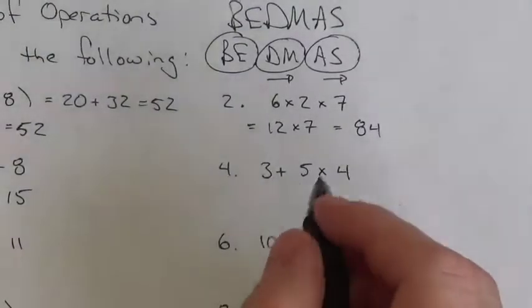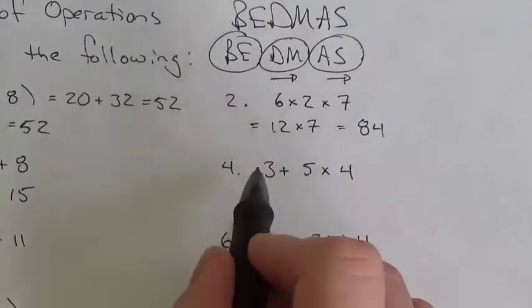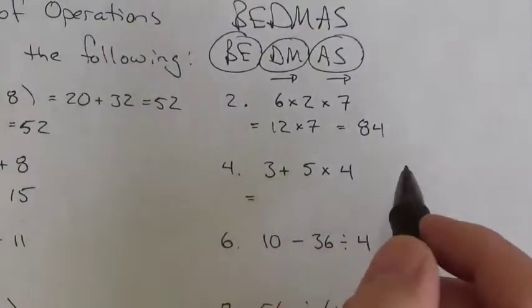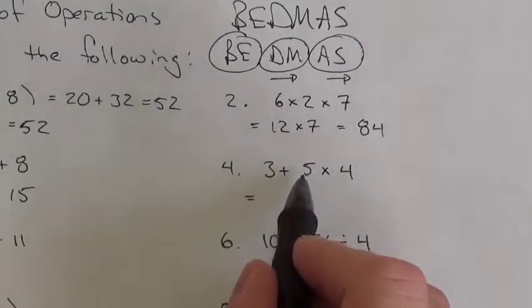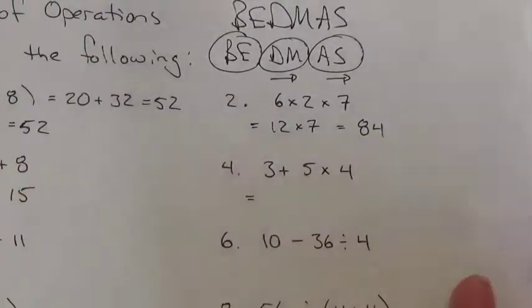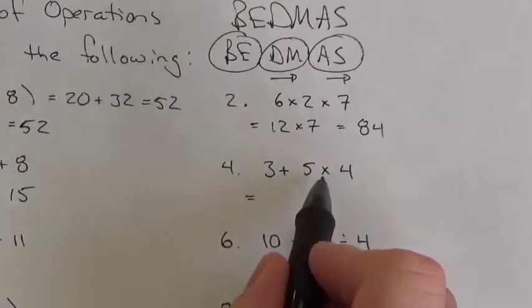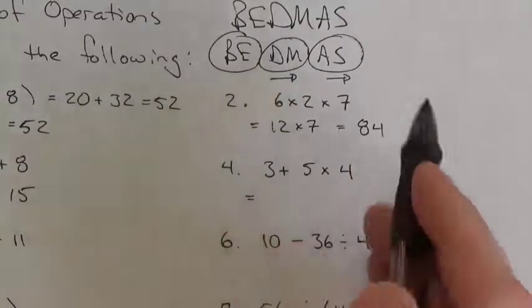Number 4. Now here's an important switch there. So 3 plus 5 times 4. It would be very common for people to simply go 3 plus 5 is 8 times 4 is 32. But that's not the way you're supposed to read that. We give priority to multiplication. Multiplication comes before that addition.